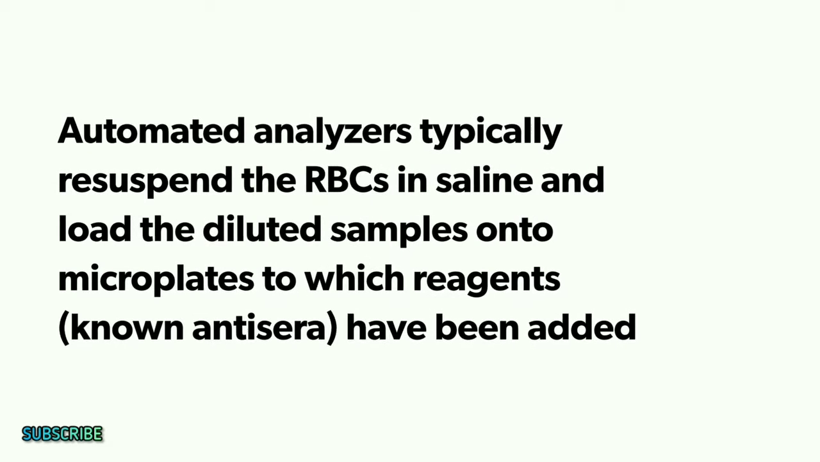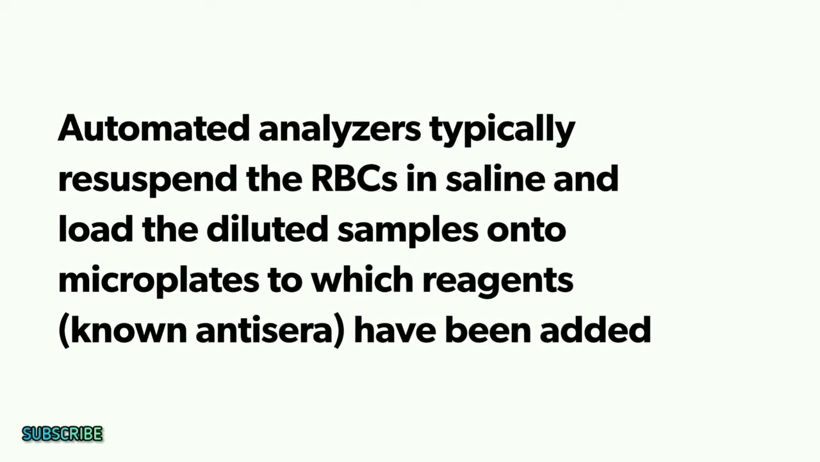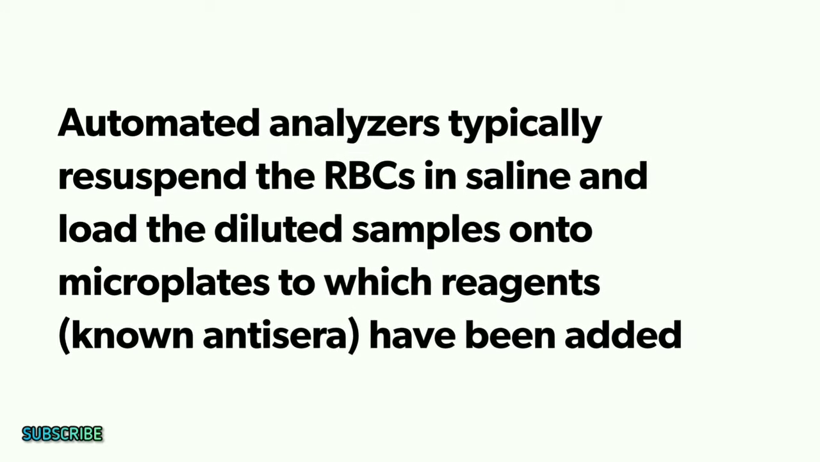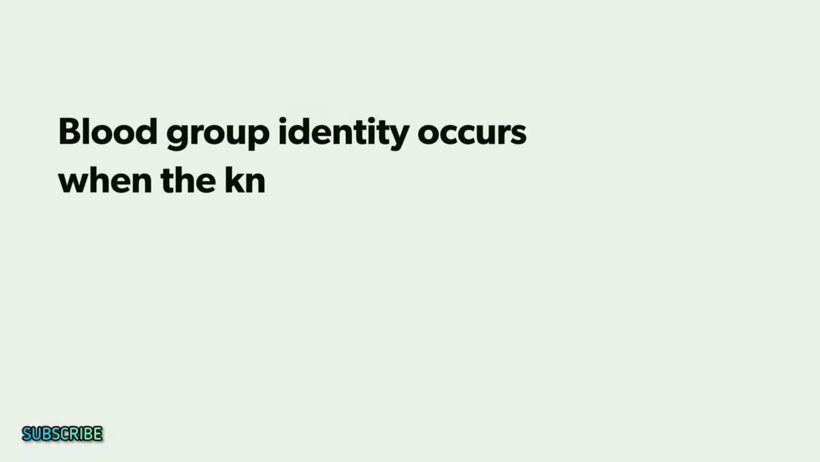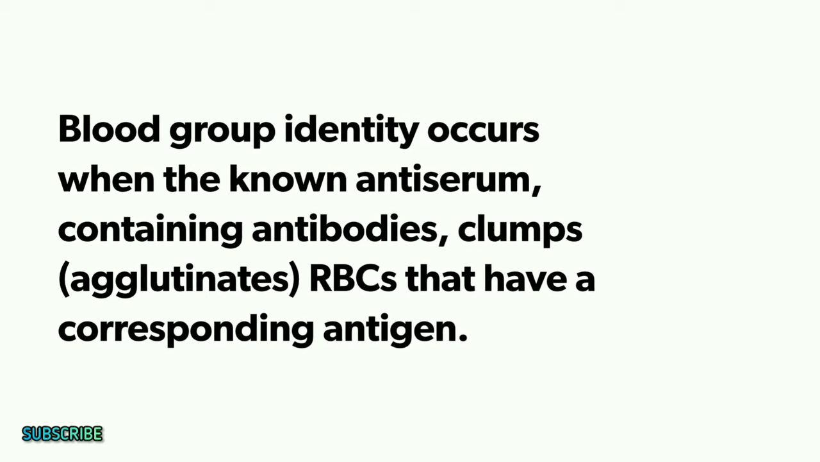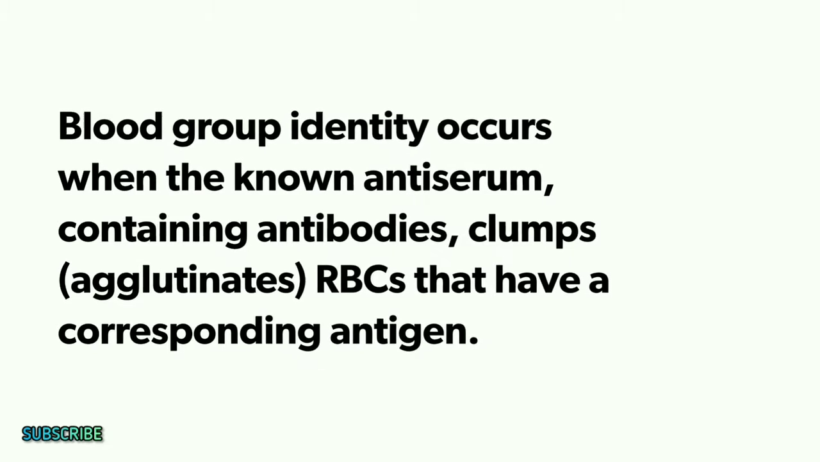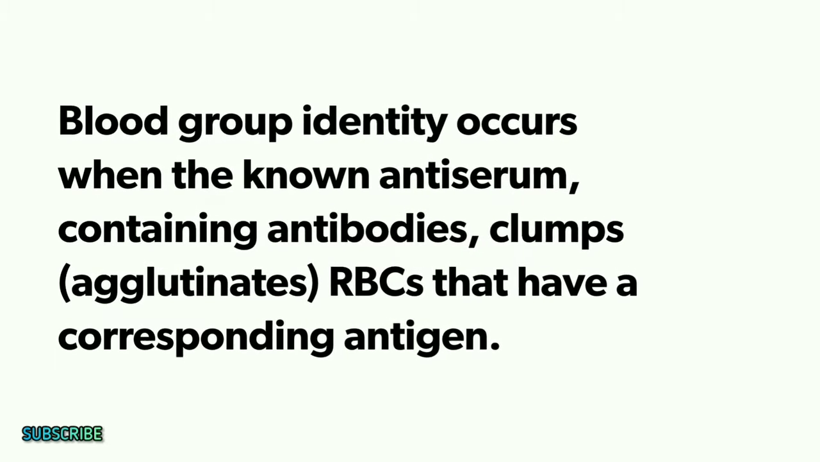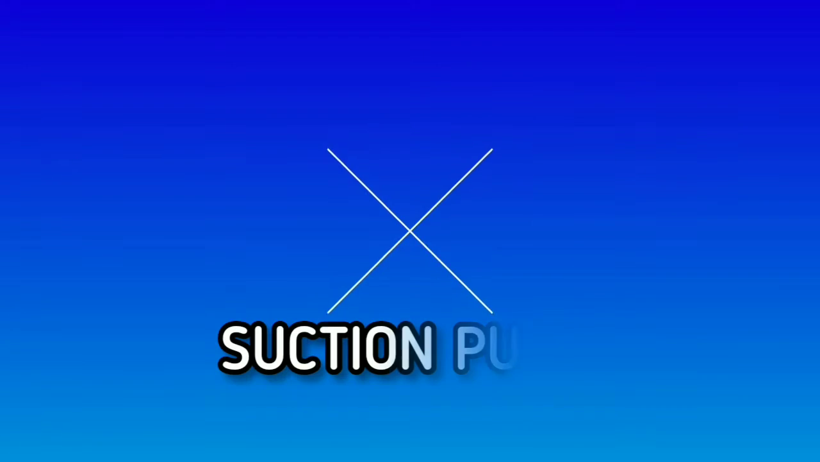In the automated analyzers, typically they resuspend the RBCs in saline and load the diluted samples onto some microplates to which reagents are added. Blood group identity occurs when the antiserum containing antibodies clumps the RBCs that have a corresponding antigen. This is how medical professionals identify the blood group types.